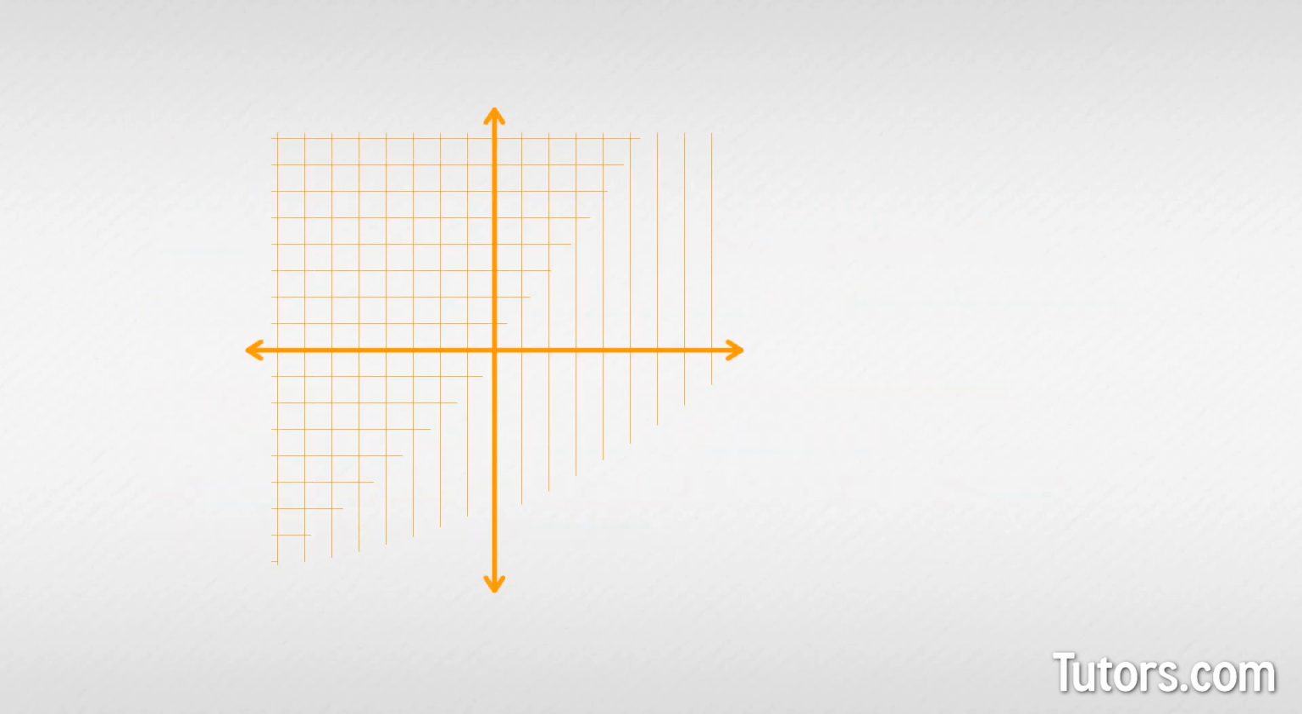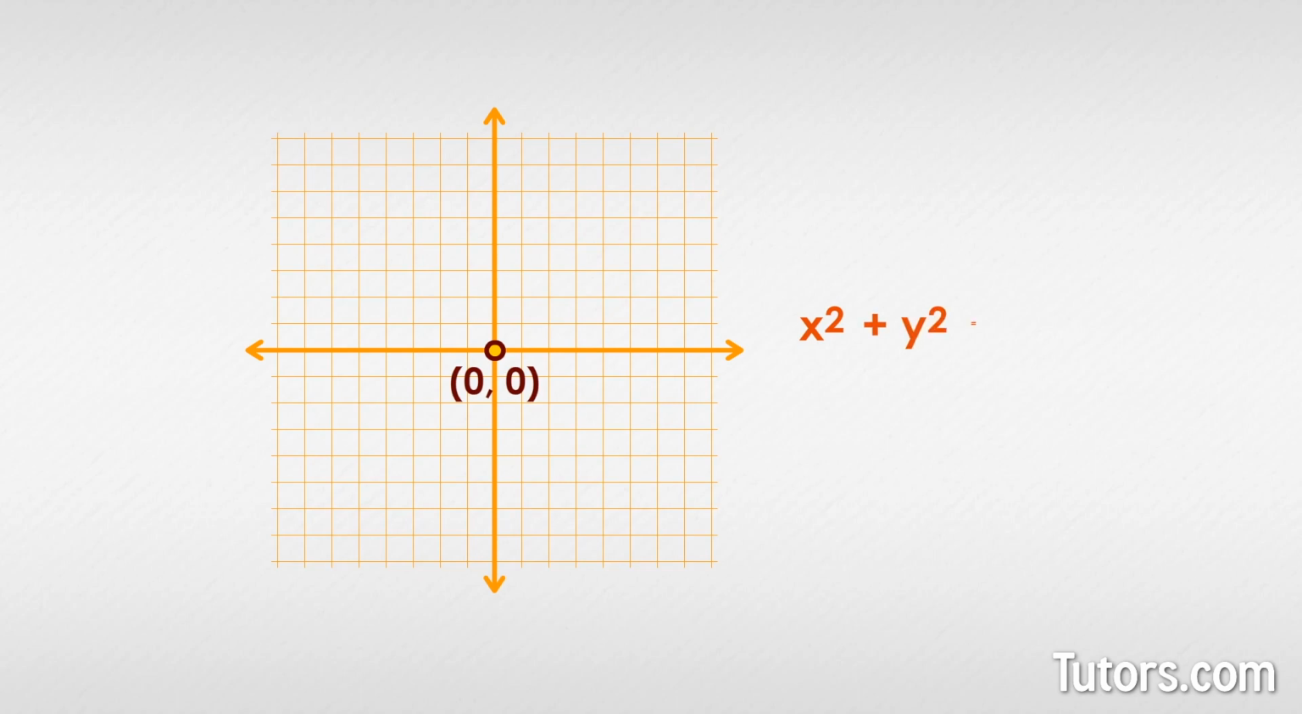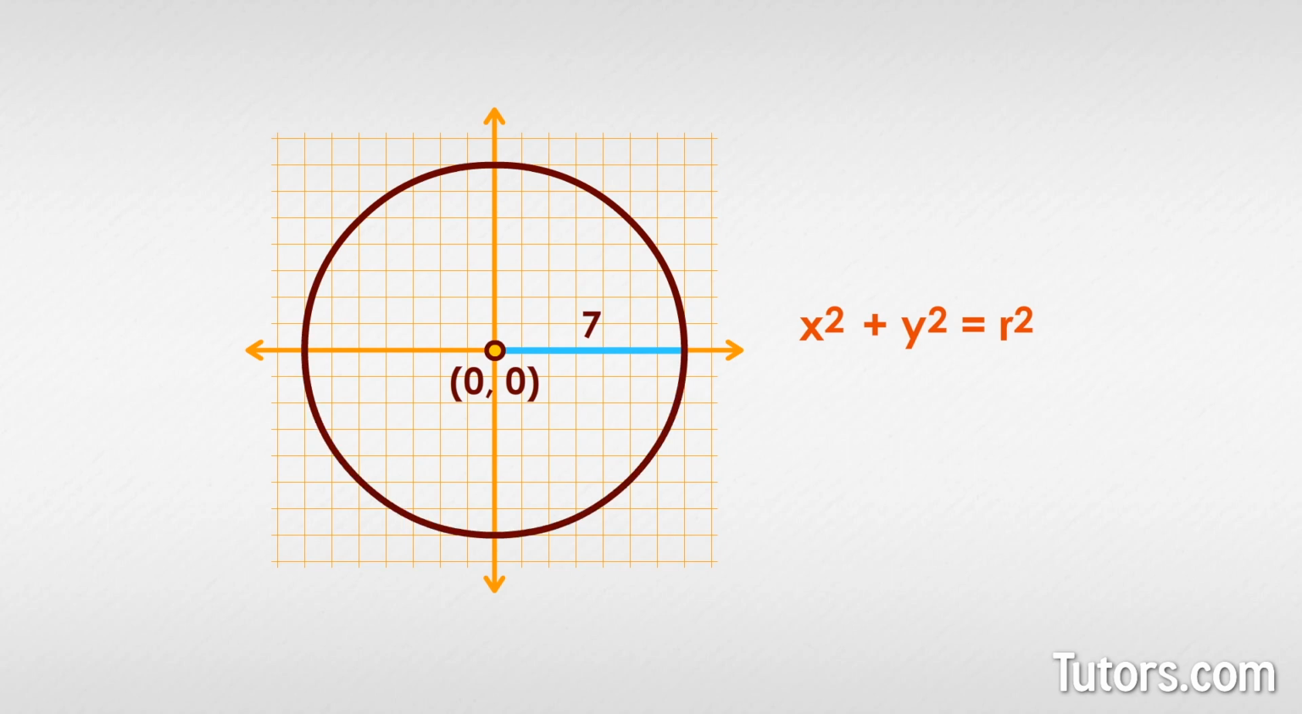When the center point is the origin 0, 0 of the graph, the center radius form is greatly simplified. X squared plus y squared equals r squared. For example, a circle with a radius of 7 units and a center at 0, 0 looks like this as a formula and a graph. X squared plus y squared equals 49.